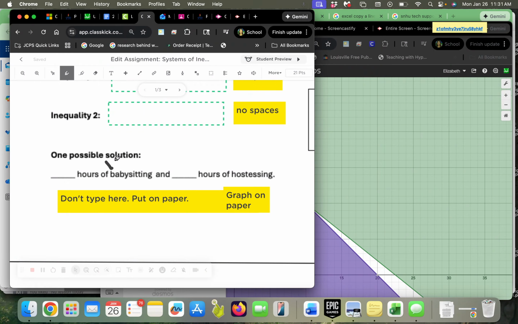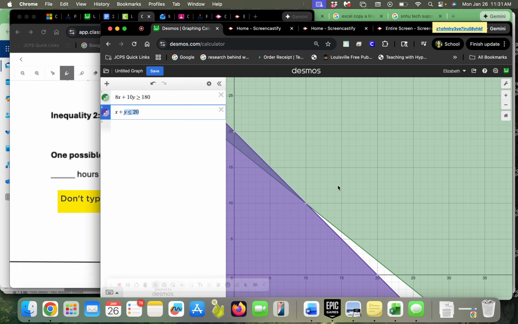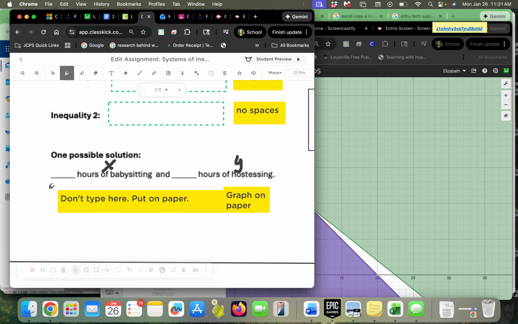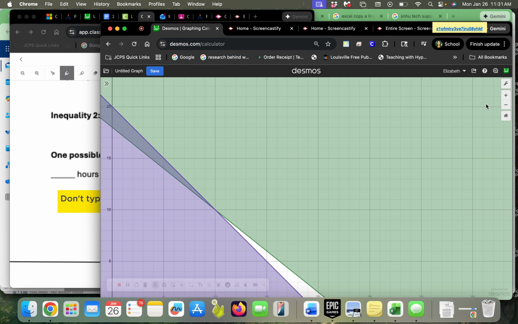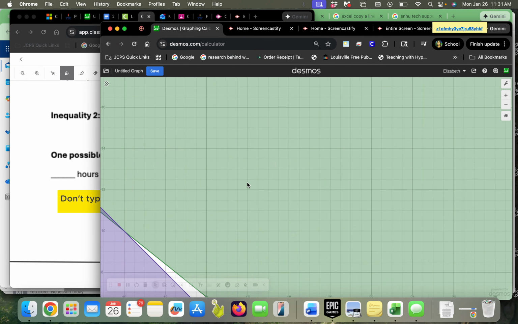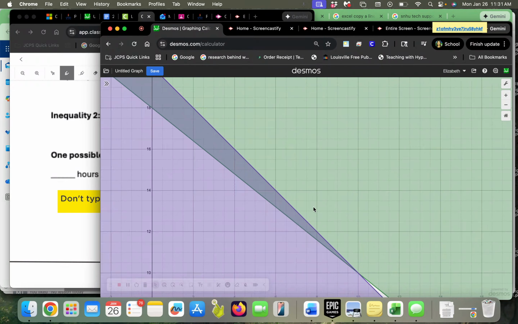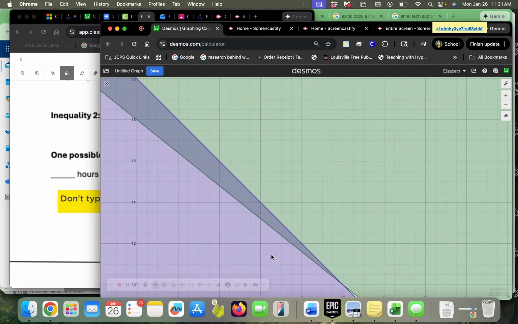So remember, X represents our number of hours of babysitting and Y represents our number of hours of hostessing. So we need to find an XY coordinate that falls right here in this little slice, because that represents a possible number of hours she can babysit and hostess, make the money that she wants to make while working the number of hours that she wants to work at the same time. So I'm actually going to zoom in here a little bit. And it can be a little hard to find ordered pairs on Desmos sometimes.